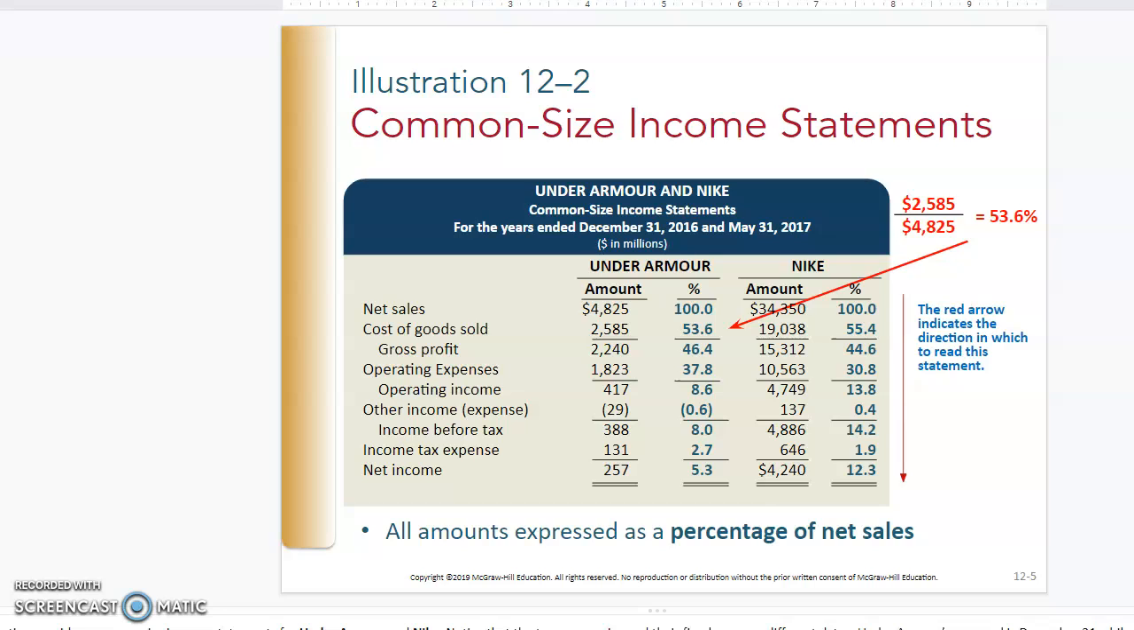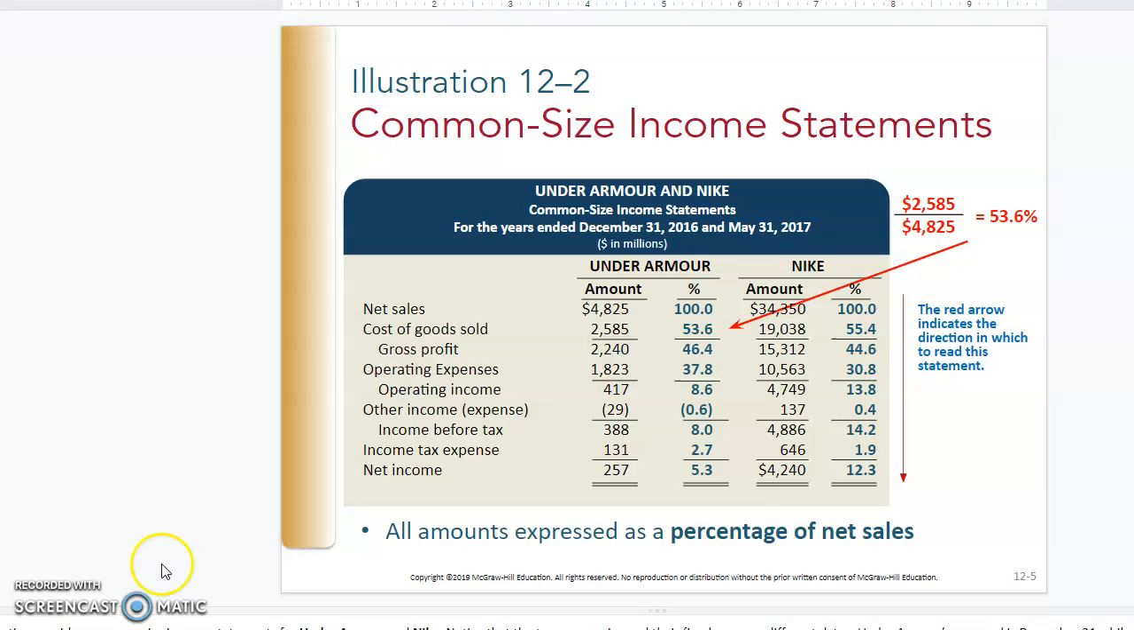It really helps to compare companies that are different sizes. That's why they're called common size income statements. By comparing percentages, you can compare how well a company that's very small is doing in relation to a company that is very large. Okay, so these are all percentages in the percentage column.